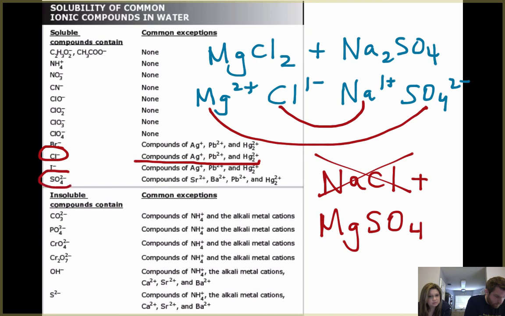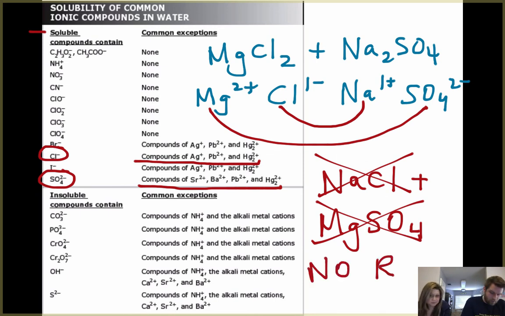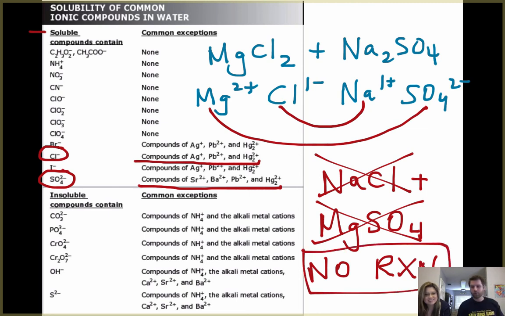Let's see the other one. Sulfates are soluble unless it's one of these exceptions. But magnesium is not one of those, so this is also soluble. So we would say no reaction. This does not happen. How could you tell if it happened? They all just stay mixed together and nothing falls out as a precipitate.